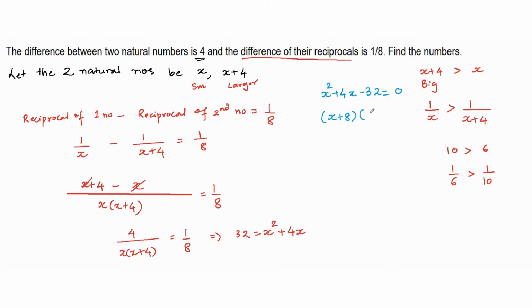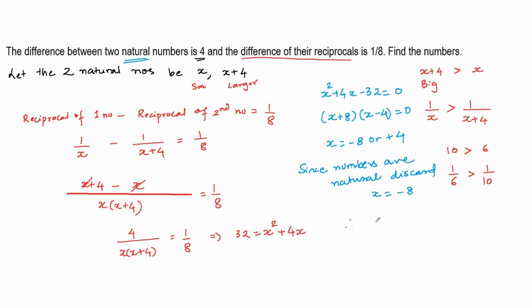Factorizing, I get x plus 8 into x minus 4 is equal to 0, which means x is either negative 8 or positive 4. Now the numbers are natural, and therefore we should discard x equals negative 8. Therefore, the only acceptable value for x is 4, and therefore the two numbers are 4 and x plus 4, which is 4 plus 4, which is 8. So the two natural numbers are therefore 4 and 8. Pausing for a minute before I move on to the next question.